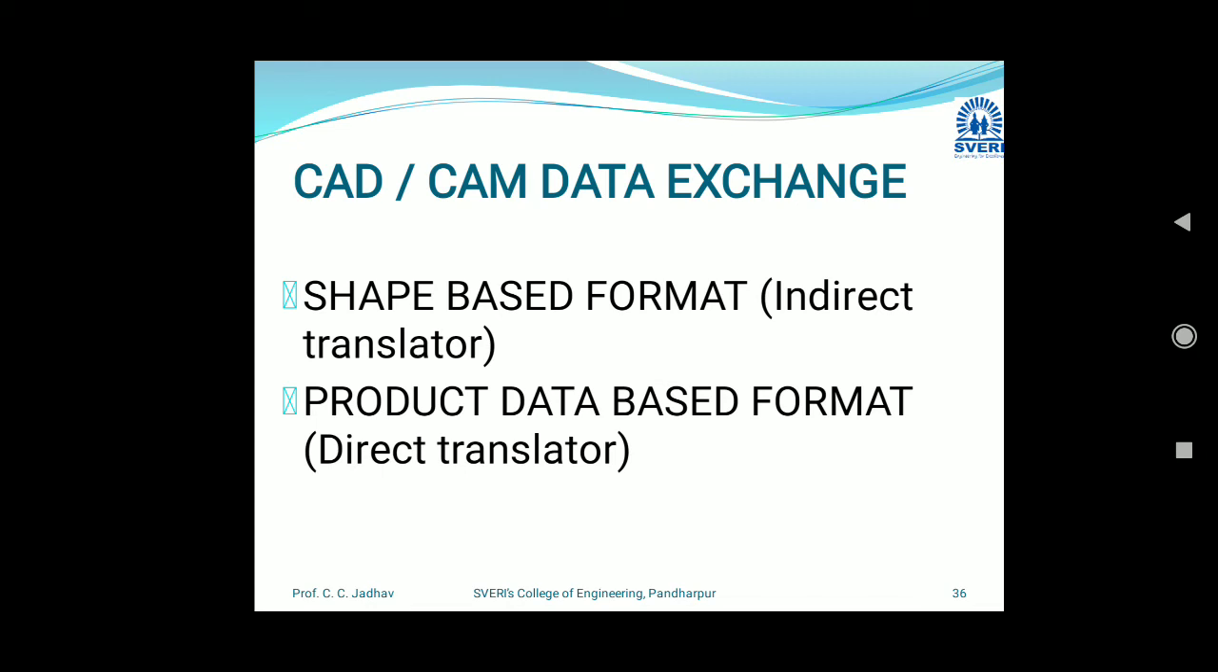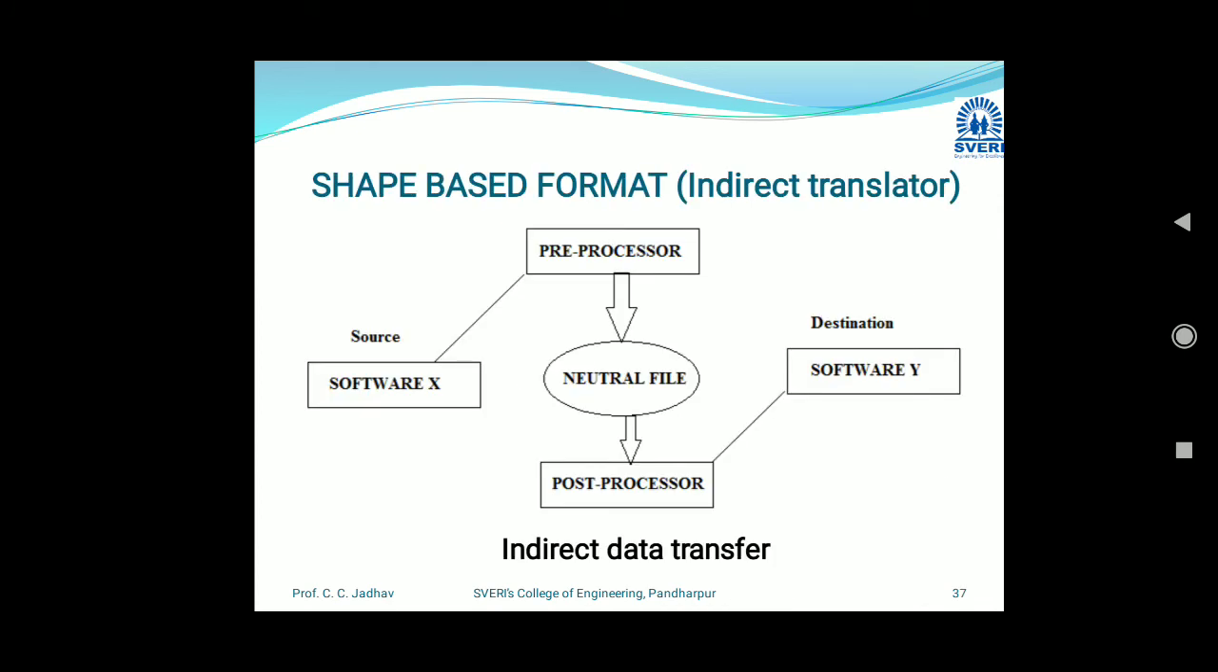There are two types of CAD/CAM data exchange: direct or indirect exchange. We will start with the first, indirect exchange, that is the shape based format. Now you can see in this arrangement a neutral file is developed, and the syntax of this file is governed by well-defined standards. Based on these standards, CAD/CAM software developing companies provide the necessary interface to convert their data format into the neutral format and finally send it to the CAD or CAE or CAD/CAM or CAE software.